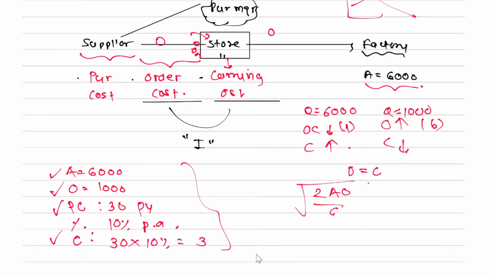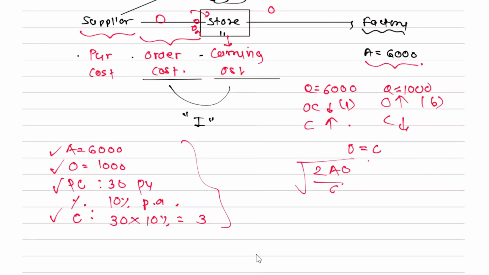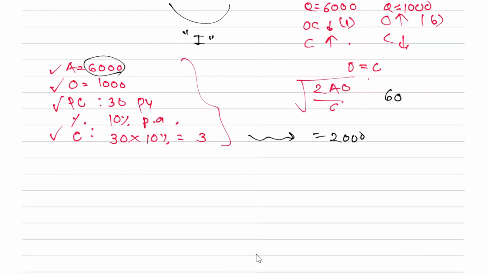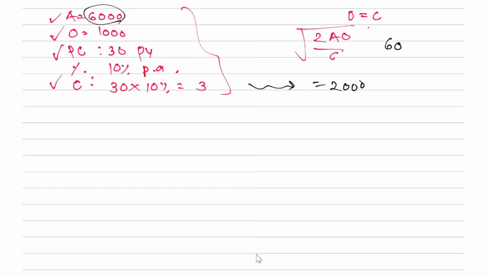Take the calculator. 2 into 6000 into 1000 divided by 3, equal to, root. First you have to press equal to, then press the root sign. Are you getting 2000? As a purchase manager, your question is answered: you need to place order for how many units? 2000. You need how many units in 1 year? 6000. Can you give me the number of orders? 3. You need 6000, so dividing by 2000 you will place 3 orders: 2000, 2000, 2000. Is it clear?